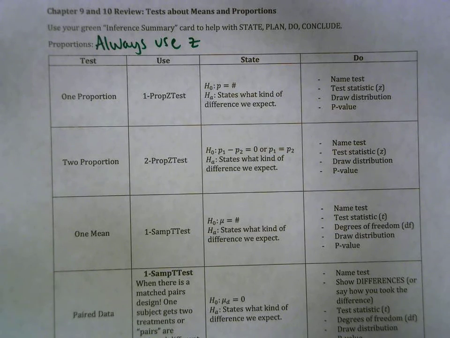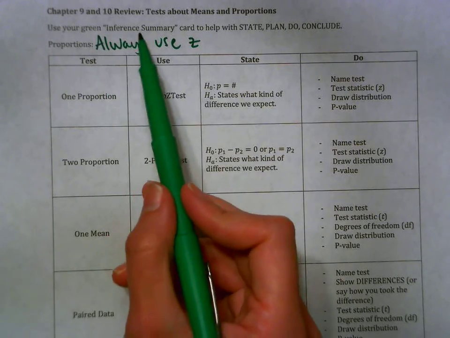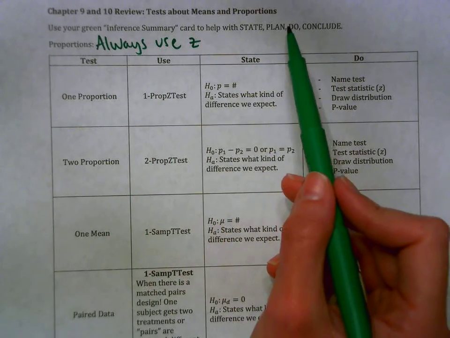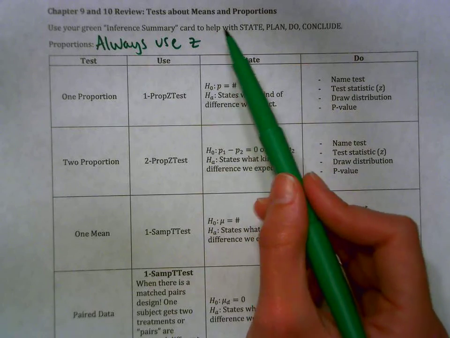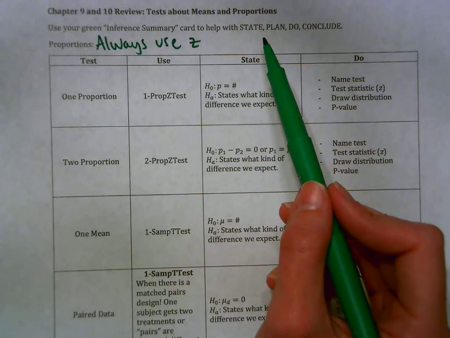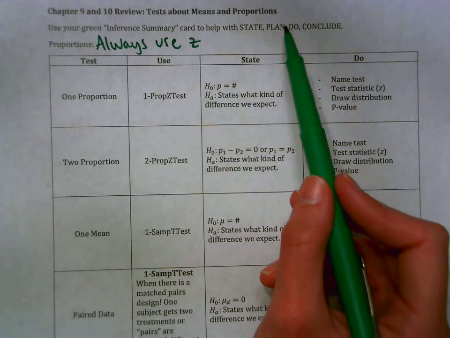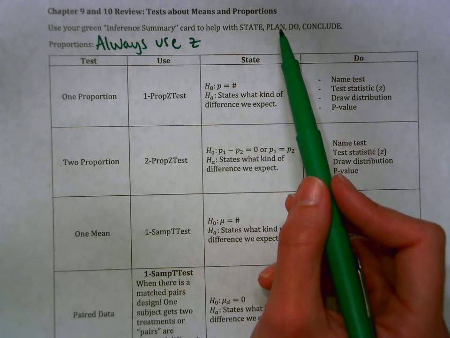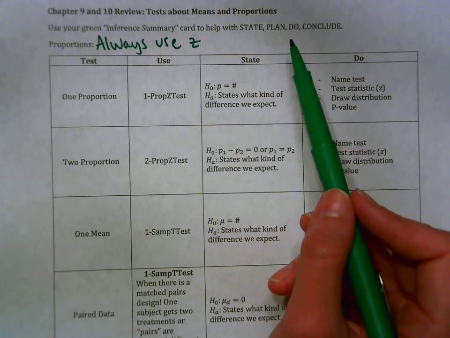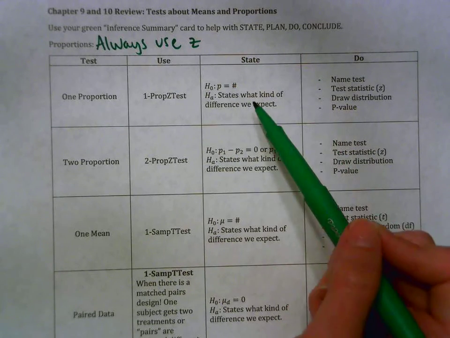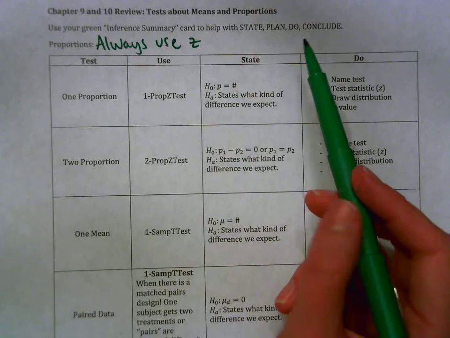Hello everyone. In this video we're going to review chapters 9 and 10, which is kind of just combining all things about significance tests. So again, you don't have this green inference summary to help with state, plan, do, conclude, but I do have this and some other resources that might help you, so please contact me if you feel like you are still struggling with setting up state, plan, do, conclude for different problems. And I can definitely send you some more resources or even do another video setting that up. But I feel like for the majority, y'all are pretty good.